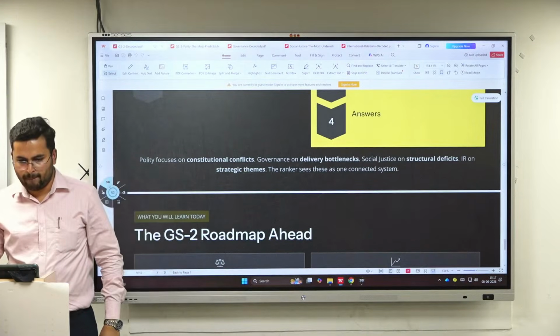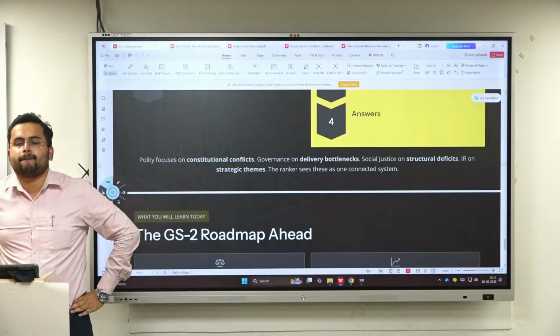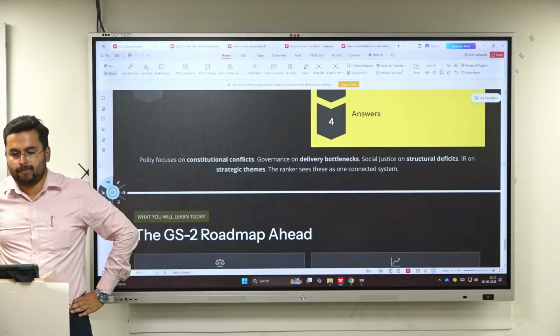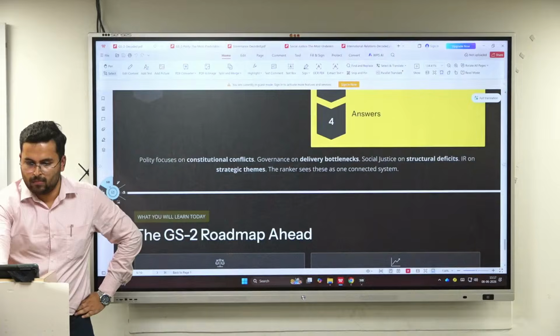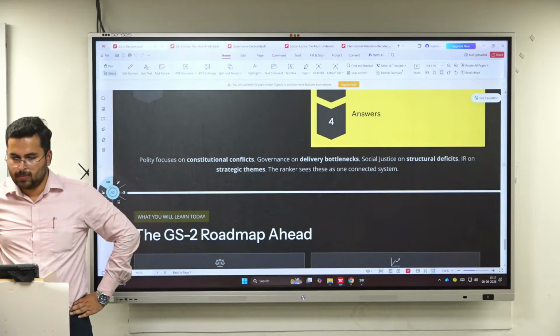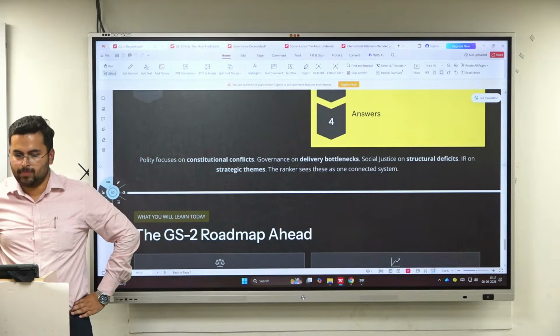Privacy. UPSC is not testing whether you know what is right to privacy. UPSC does not want to know if you know it is under Article 21. UPSC does not want to know if you know of the Puttaswamy judgment or not. What UPSC wants to know is whether you're identifying the competing constitutional values that are there.